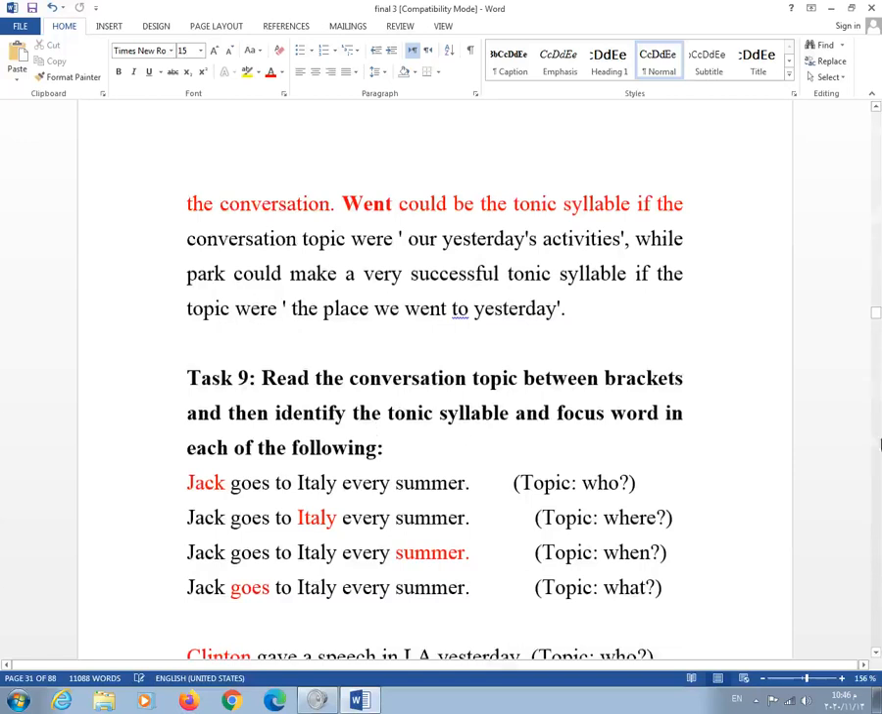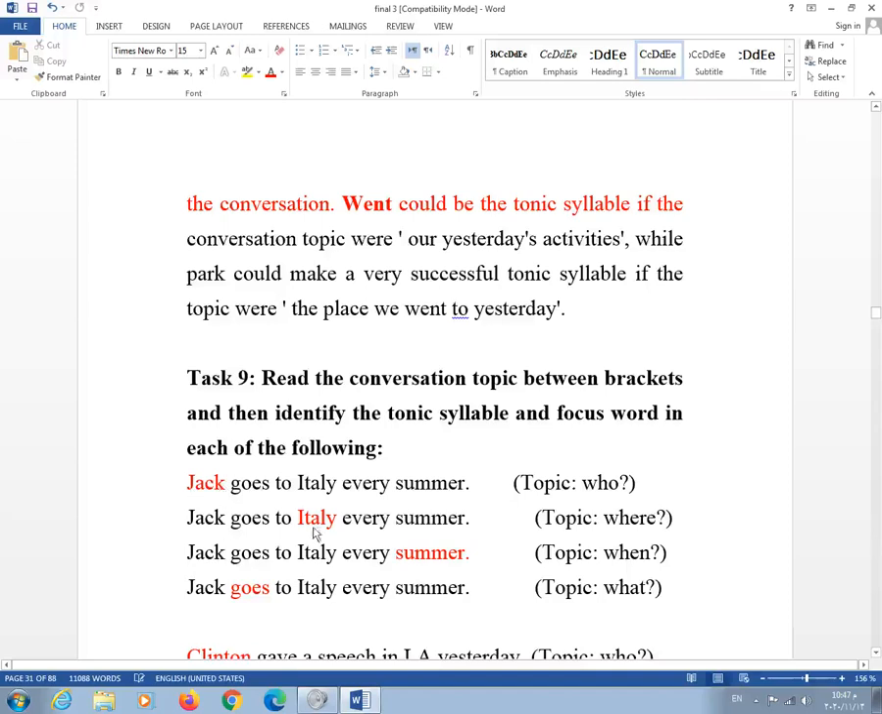If the topic is who, okay, so the focus word here would be Jack. Jack goes to Italy every summer. It's Jack and no one else who goes to Italy every summer. So if the topic is about who went, then here we have the tonic syllable on the focus word Jack. Okay, and Jack is only a one syllable word.